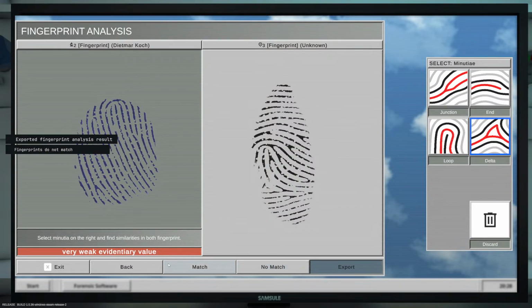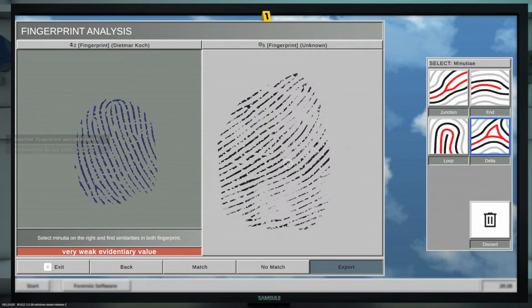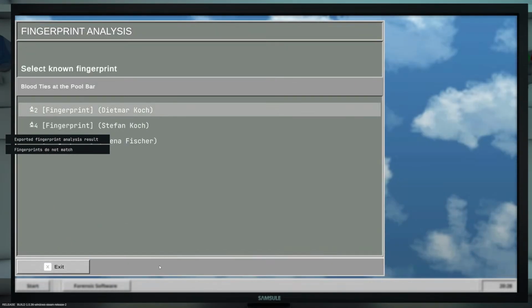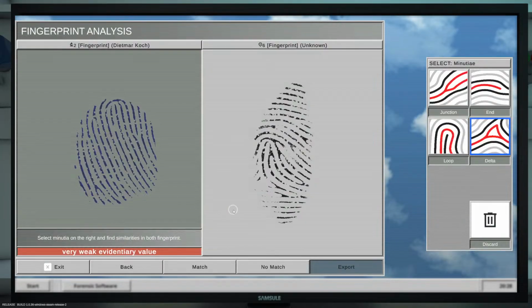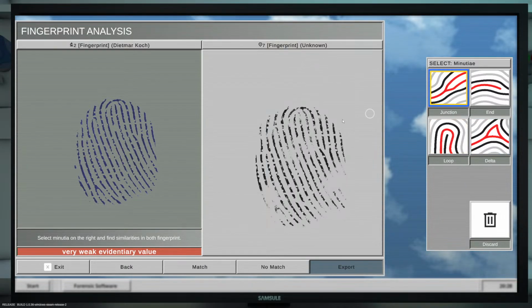Could probably get through him pretty quick. He's probably only gonna be near the bar, since that's where he is all the time. Oops. There we go. This is him. What else can we find here? Is this considered an end? I don't know. It is, okay.